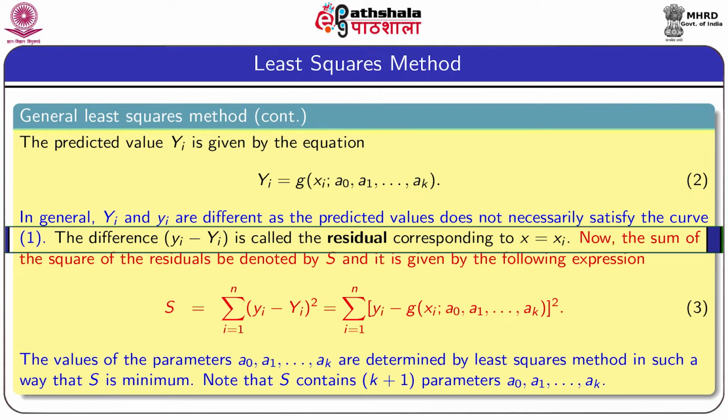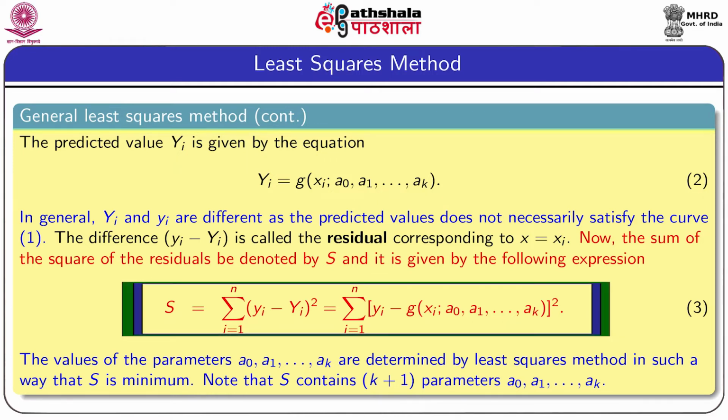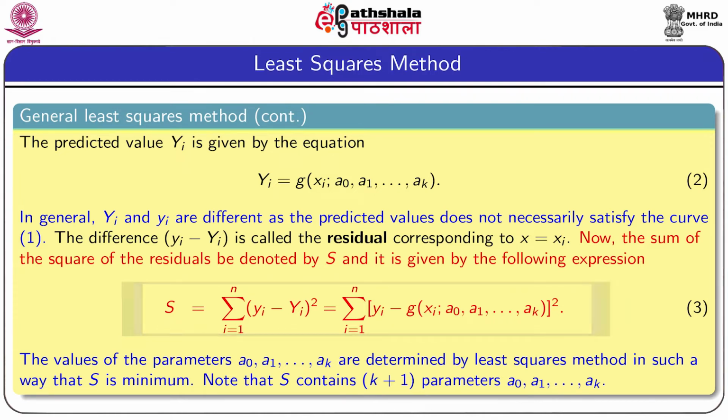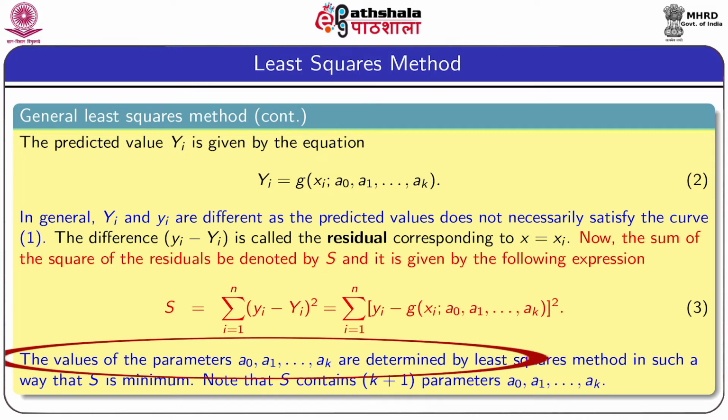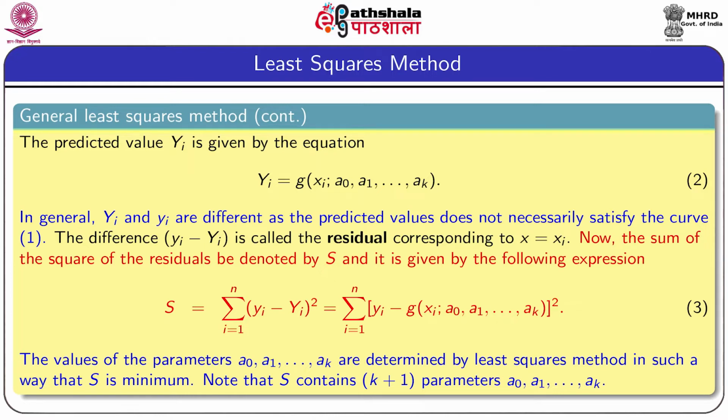Now the sum of square of the residuals is denoted by s, and it is given by the following expression: s equal to summation over i equal to 1 to n of (small yi minus capital Yi) whole square, which is equal to summation over i equal to 1 to n of (small yi minus g of xi, comma a0, a1 up to ak) whole to the power 2. The values of the parameters a0 to ak are determined by the least squares method in such a way that s is minimum. Note that s contains k plus 1 parameters a0 to ak.